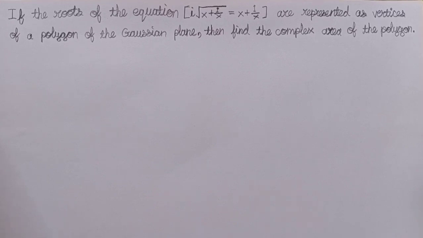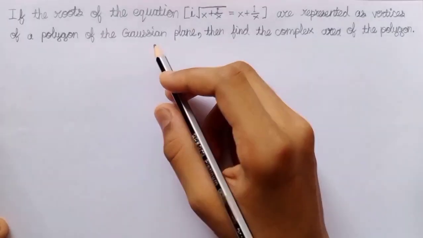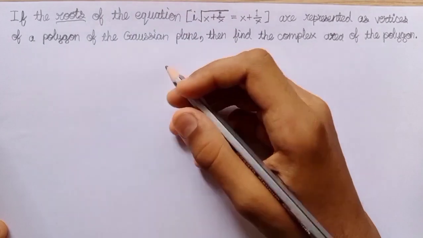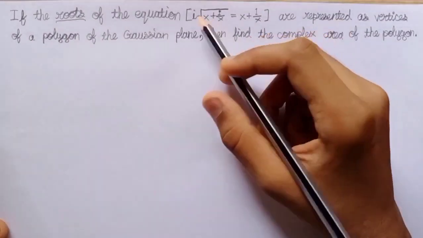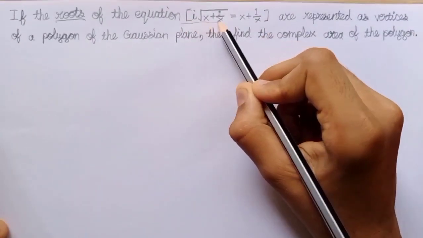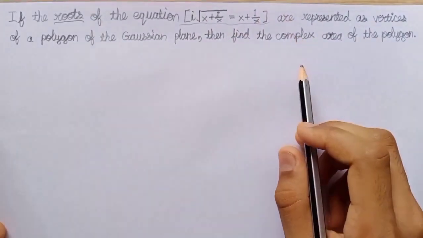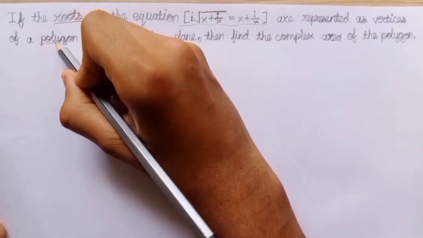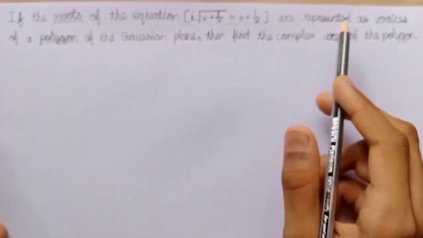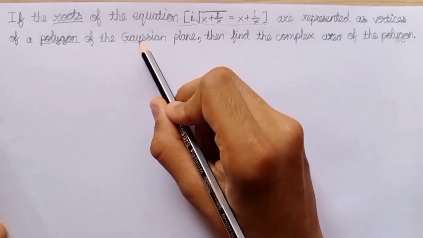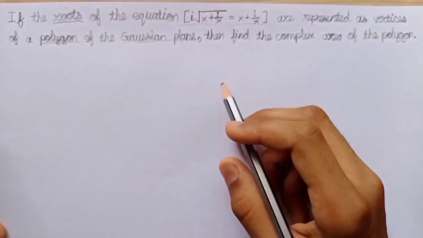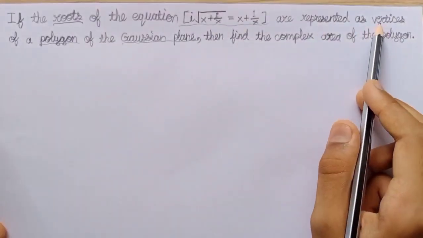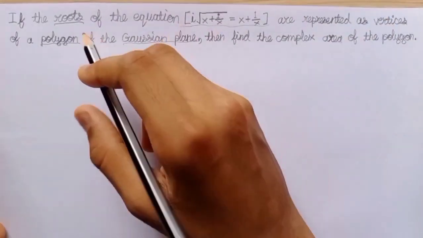Solving time. So let's understand the key terms and underline them before we actually start solving. So we have roots, which basically means the zeros or the values of x which satisfy the equation given here. This is our equation. And these roots are the vertices of a polygon. So basically, each root is represented as one vertex on the Gaussian plane. We will explore what that is later.